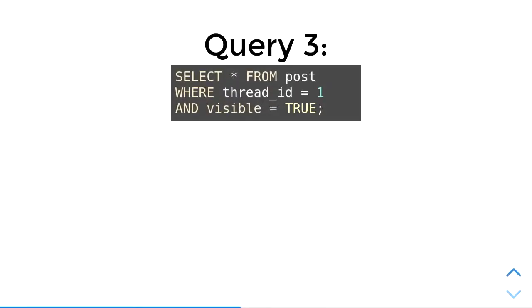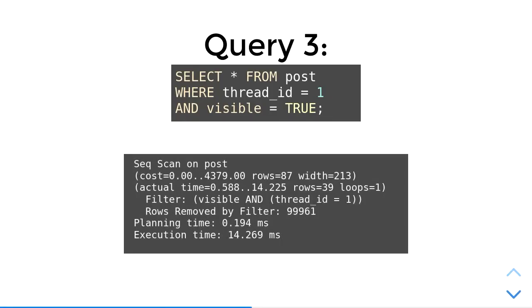So next we have query number 3. Select everything from the post table where we're on thread ID 1 and it's visible, because we're only interested in the visible queries. Now, our initial query plan, of course, is a sequential scan on the post table, filter for visible and thread ID equals 1, so we've got 2 terms here, and it removes 99,961 out of 100,000. So we've wasted 99.9% of our effort reading rows that we weren't interested in. But it only takes 14 milliseconds.